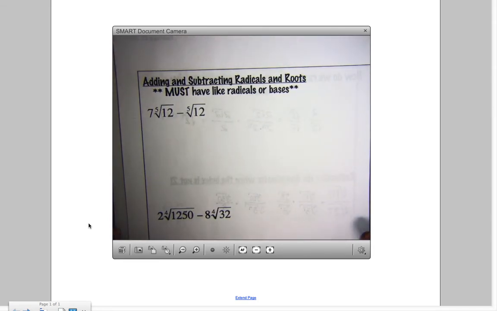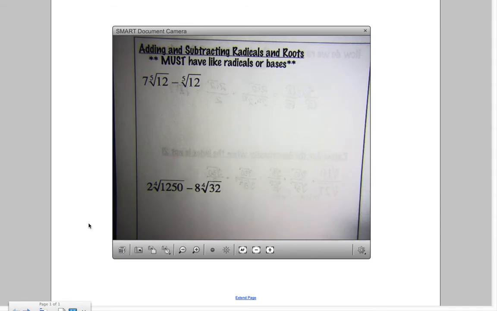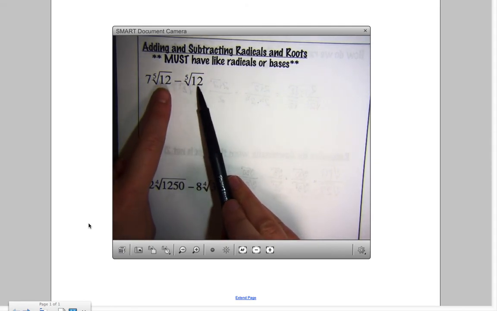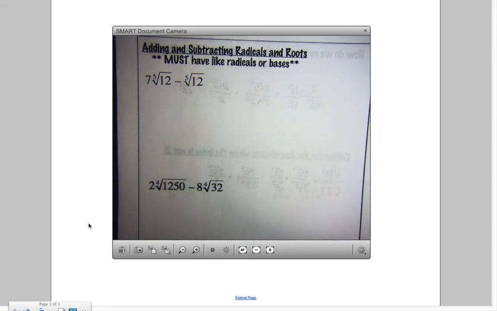All right, the last couple we're going to look at, we are adding and subtracting radicals and roots. When you do this, the radicals have to have the same index, and the radicand, what's underneath, has to be the same for you to be able to add or subtract.